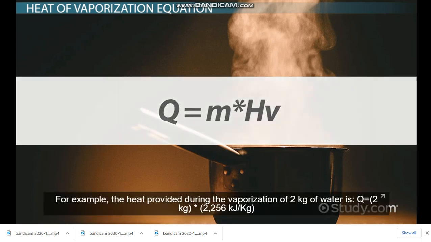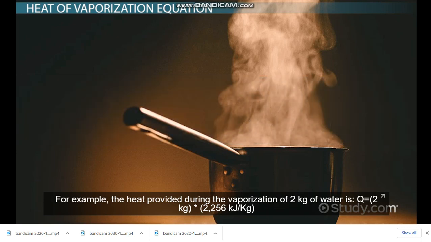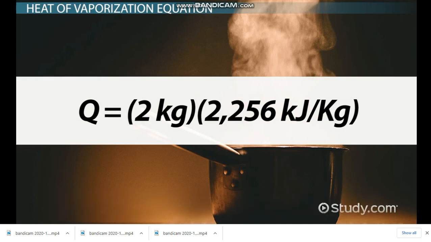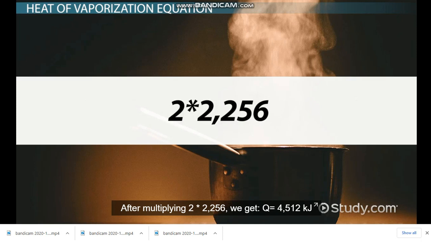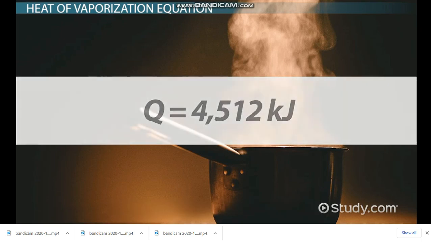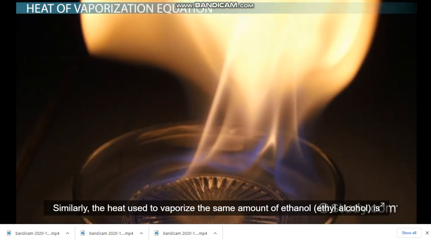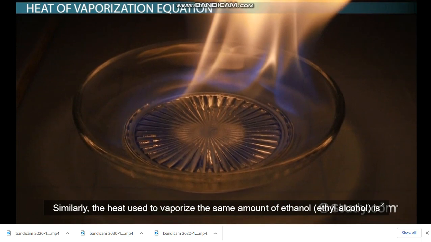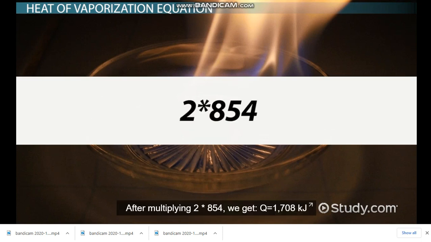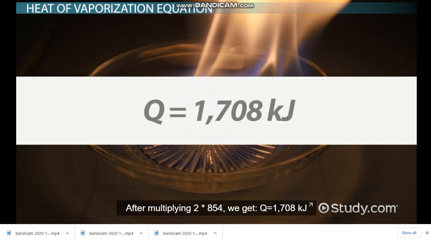For example, the heat provided during the vaporization of 2 kilograms of water is Q equals 2 kilograms times 2,256 kilojoules per kilogram. After multiplying 2 times 2,256, we get Q equals 4,512 kilojoules. Similarly, the heat used to vaporize the same amount of ethanol, ethyl alcohol, is Q equals 2 kilograms times 854 kilojoules per kilogram. After multiplying 2 times 854, we get Q equals 1,708 kilojoules.